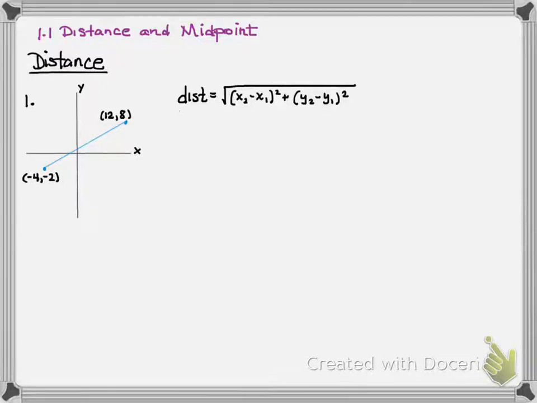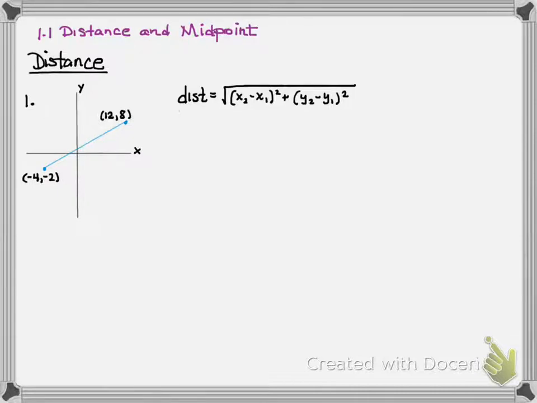All right, 1.1 distance and midpoint. Number one, let's talk about the distance. First of all, we have this distance formula, and we've got the square root of the quantity x sub 2 minus x sub 1 squared plus a y sub 2 minus y sub 1 quantity squared.